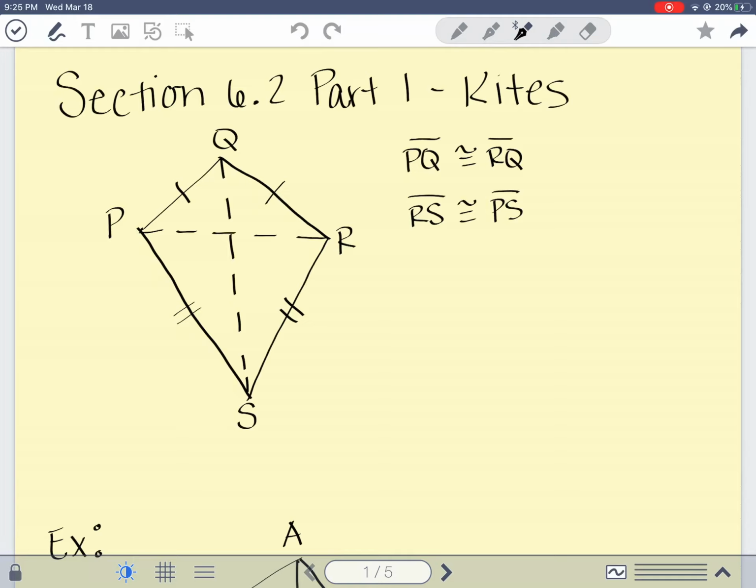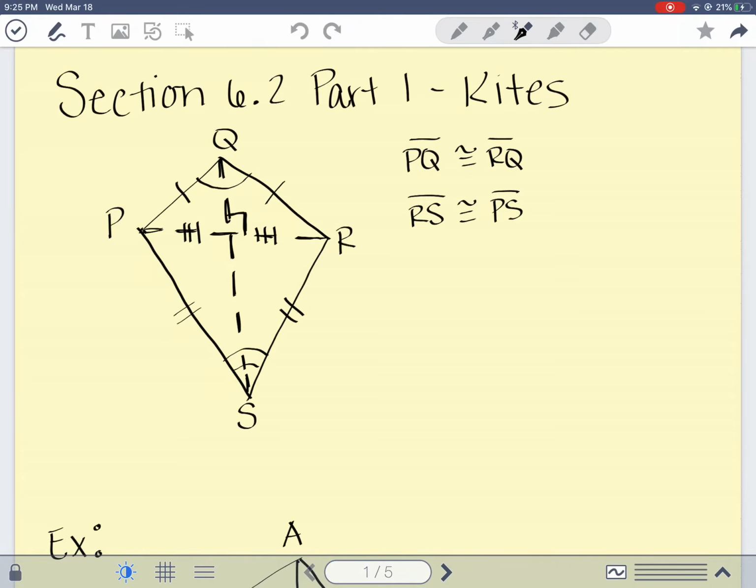There are a few other things that are important to know about kites. When we look at the angle bisectors, this line cuts this angle in half, and it cuts this angle in half. Those 2 angles are not congruent to each other. Also, while these 2 angles are not cut in half, this segment is cut in half. It actually makes a perpendicular bisector.